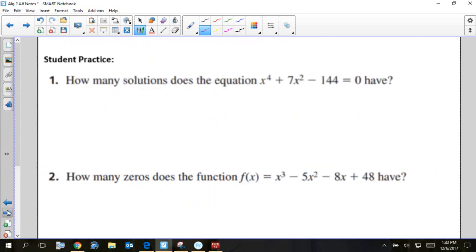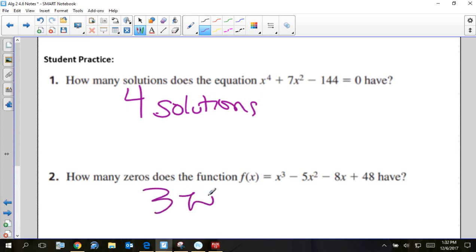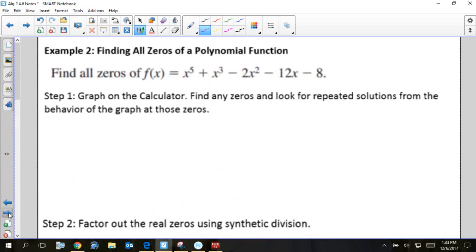So how do we do? How many on this one? 4 what? Solutions. And then how many on this one? 3 zeros. Okay, next page. Finding all the zeros. Step 1. Graph on the calculator. Do it.